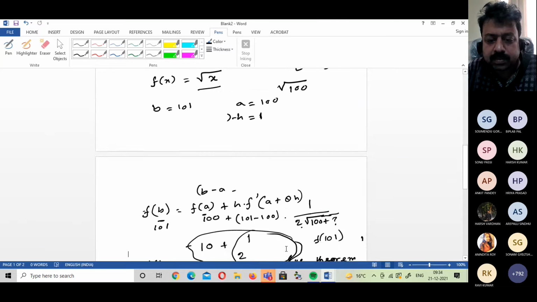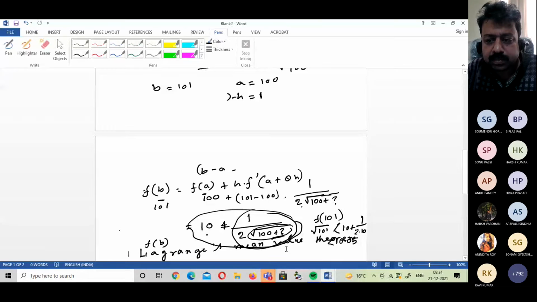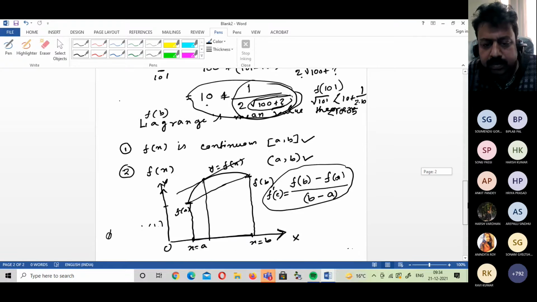Sir, the choice of function should be such that both at A and B points they will be the same or disappear.